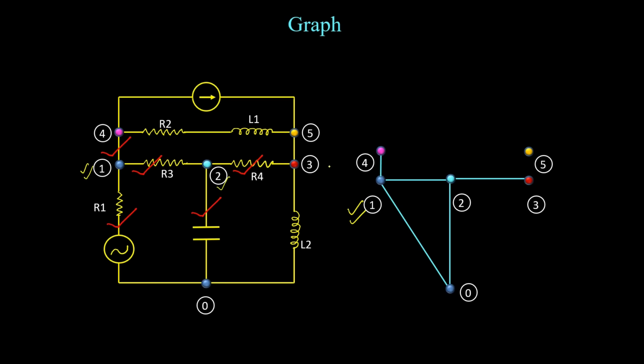Now we need to go for the third node. If you see, we have already connected 3 to 2. Now we have to look for 3 to 0. We have a connection 3 to 0, so now we can join node 3 and node 0 by a line. Coming to another connection, we have a line connected between the third node and the fifth node.